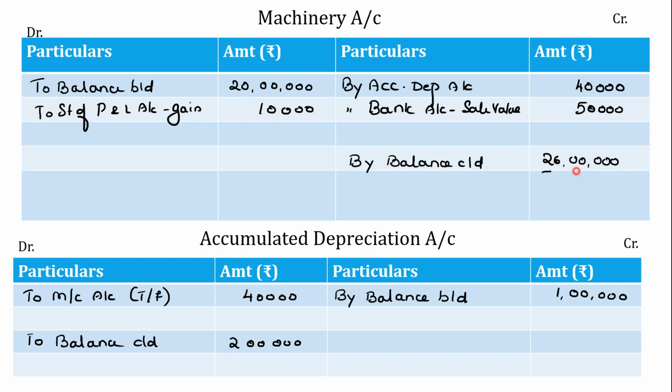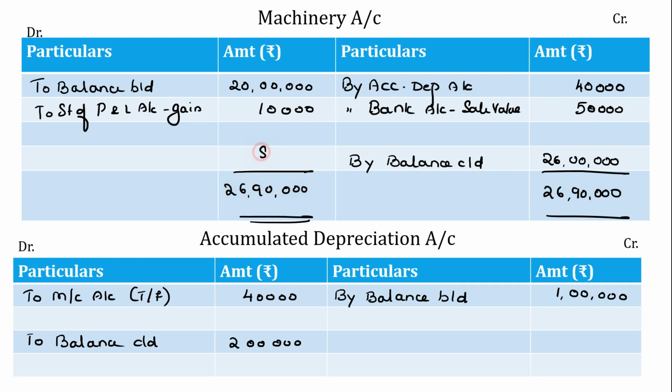So now having incorporated that, let us total and see. This is 26 lakh 90,000. Subtract this 80,000. 6 lakh 80,000 is the balancing figure, which is nothing but the bank account purchases. This 6 lakh 80,000 on the debit side represents the purchases made during the year.